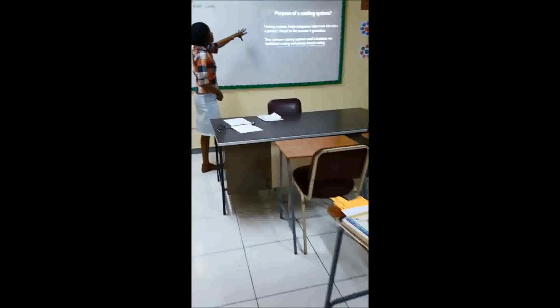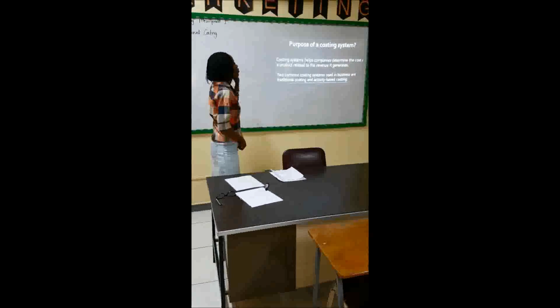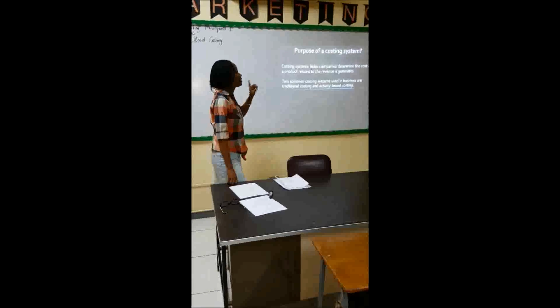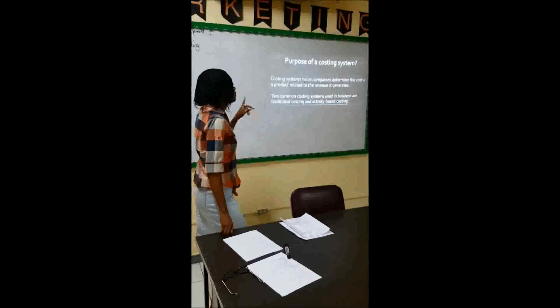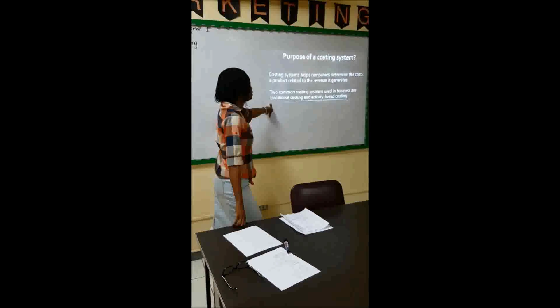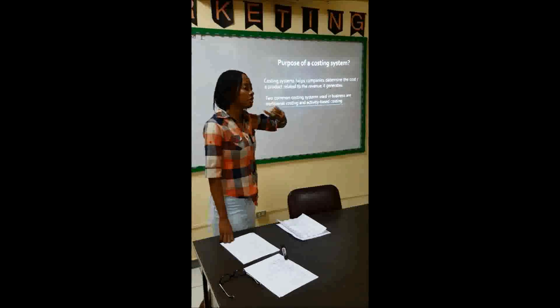Alright, this is just information for you, the purpose of a costing system. It says a costing system helps a company determine the cost of a product related to the revenue it generates. And two common costing systems which we are going to look at today, this is the main objective of our lesson, are traditional costing and activity-based costing.